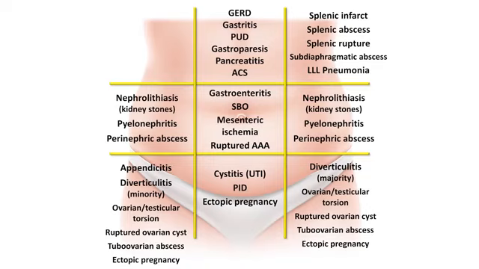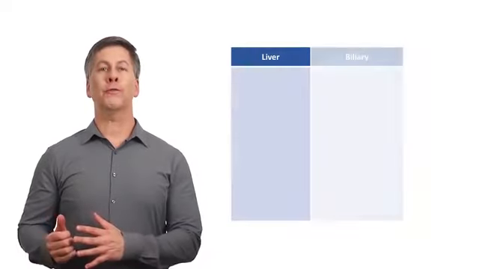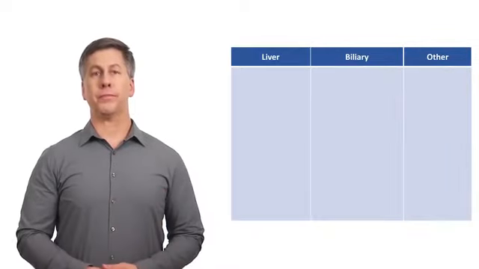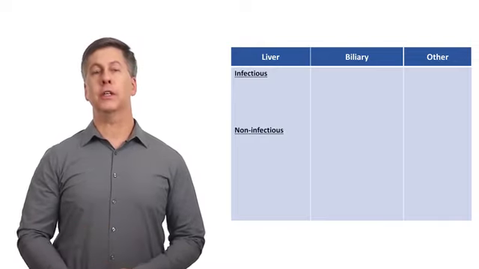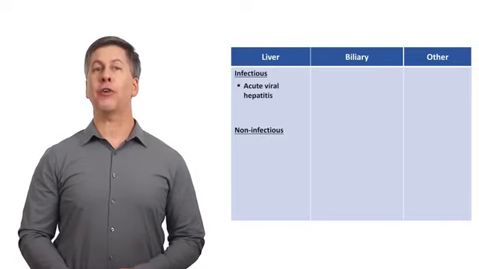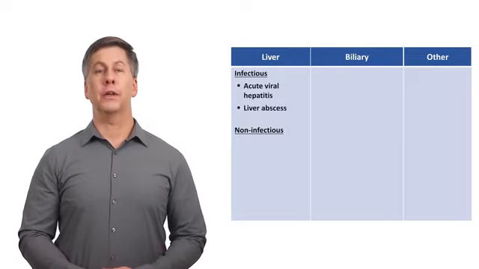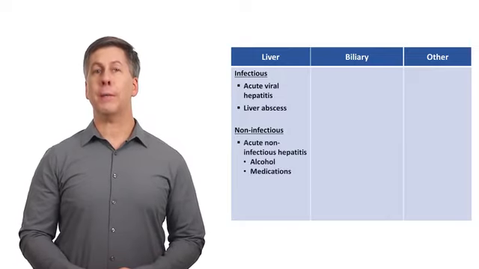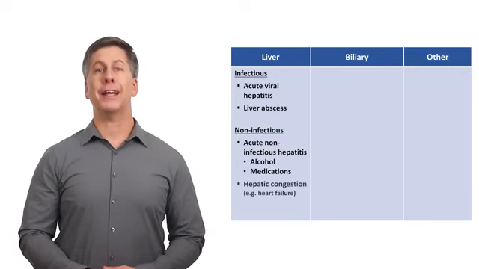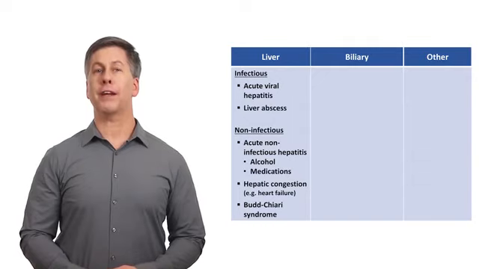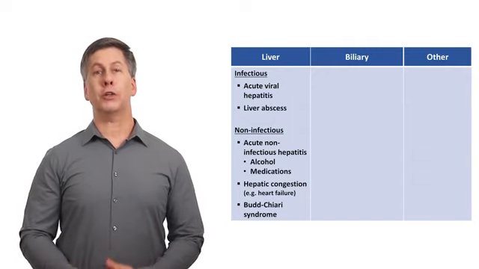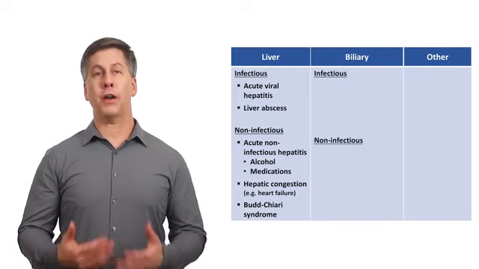So let's take a look at that region a little more closely. We can divide etiologies of right upper quadrant pain into those from the liver, those from the biliary system, and other. Etiologies of hepatic pain can be divided into infectious and non-infectious. Under infectious is acute viral hepatitis and a liver abscess. Non-infectious causes include alcohol and medication-induced hepatitis, hepatic congestion from heart failure, and Budd-Chiari syndrome caused by obstruction of the hepatic vein. Biliary pathologies can also be divided into infectious and non-infectious.